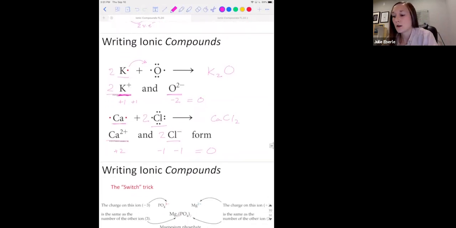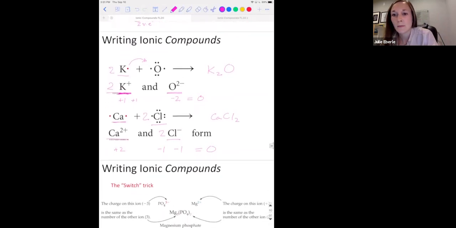Okay, questions so far on how we're writing these ionic compounds? Just to be clear, you have the -1 on the chlorine because each of those chlorines took 1 of the electrons. Correct. Each chlorine took 1 electron from calcium. Yep. And then you just rewrite it CaCl2. Correct.